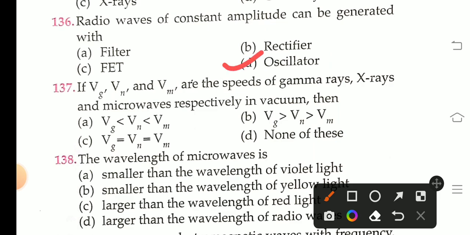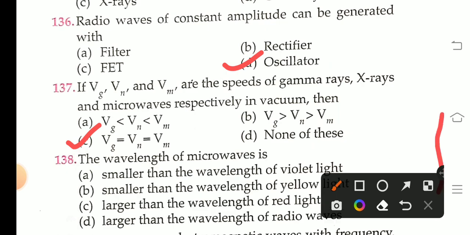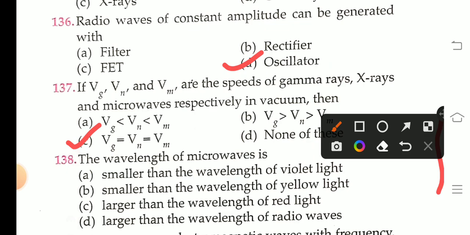Next, if Vg, Vx, and Vm are the speeds of gamma rays, X-rays, and microwaves respectively in vacuum, then right answer option C, Vg equal Vx equal Vm. Next, the wavelength of microwaves is right answer option C, larger than the wavelength of red light.